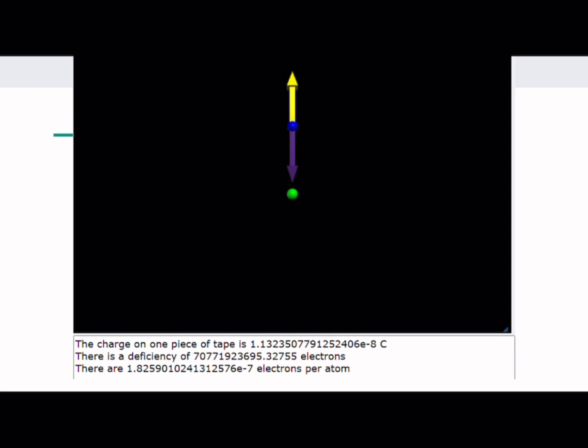And this is the model I made using GlowScript. So the blue ball is tape B, and the yellow arrow is supposed to be the electric force on tape B caused by tape A. And the purple arrow is the gravitational force of tape B.